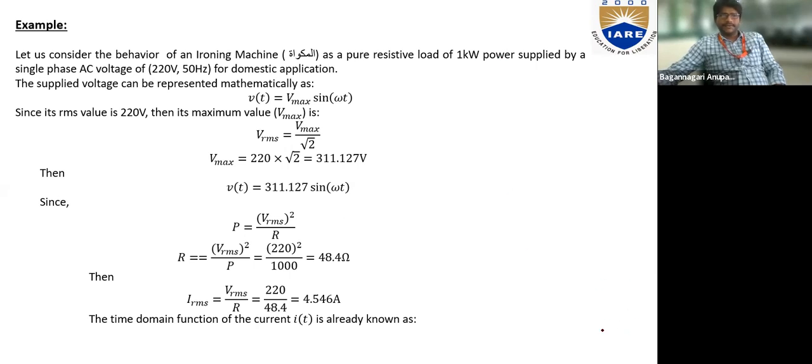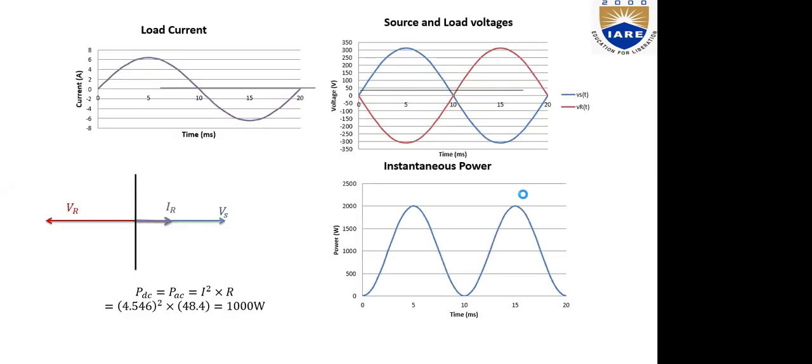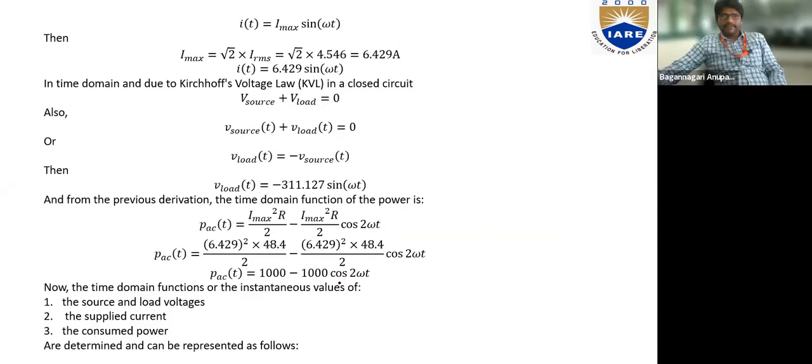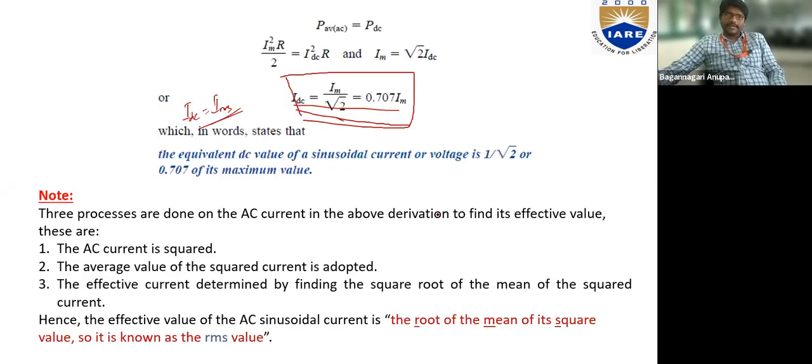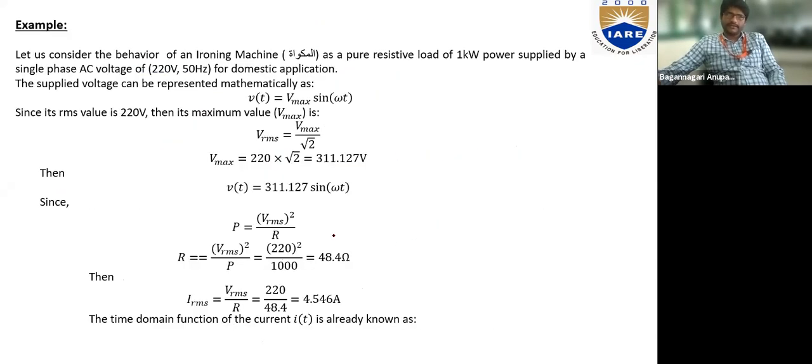Here the intention of giving this problem is just to define how the values are considered, right? For a system where you have an AC, the equation for power is given something like this. Is it the same value which is already given, right? PAC is equal to 1000 minus 1000 cos 2 omega t. So you can calculate the RMS value of voltage, current, maximum value of current, right? When you are given such types of examples.